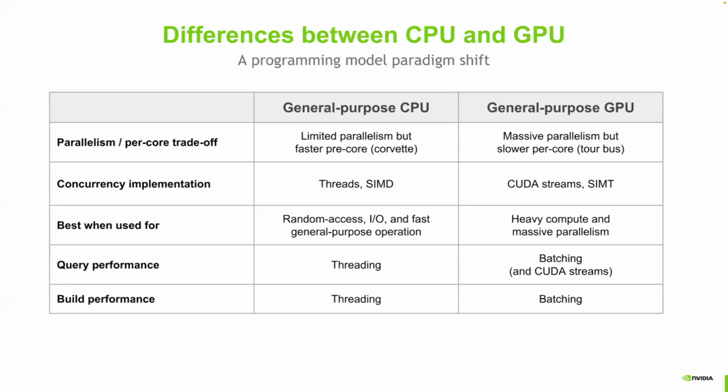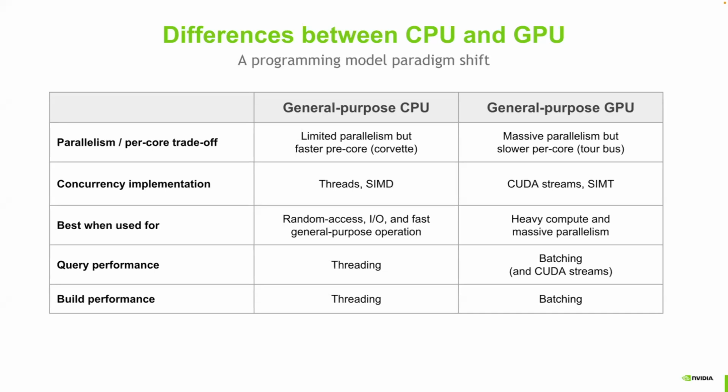The concurrency implementation with CPUs, we're all familiar with threads and multi-threading. We use CUDA streams to do something similar in the CUDA world, where you're submitting a job that we call a kernel. You can submit multiple kernels in parallel as long as there are resources to submit them and they can run concurrently.